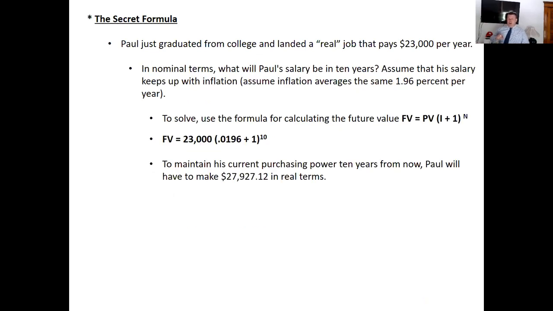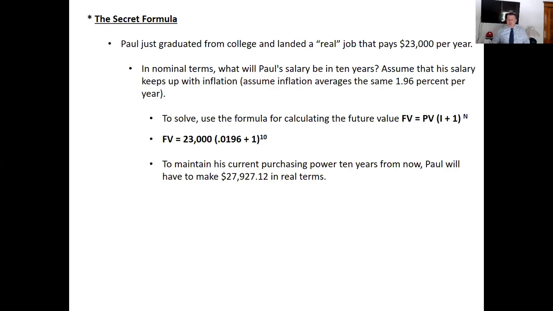So in nominal terms, what will Paul's salary be in 10 years if he only gets that nominal return? Now, assume that his salary keeps up with inflation and assume inflation averages the same 1.96% per year. And to solve this, we're going to use the formula for calculating the future value. Future value equals present value multiplied by the inflationary rate plus 1 to the power of the number of periods. So the future value in this case equals 23,000 multiplied by 0.0196, the inflationary rate, plus 1 to the 10th, if we want to know what his salary will be in 10 years.